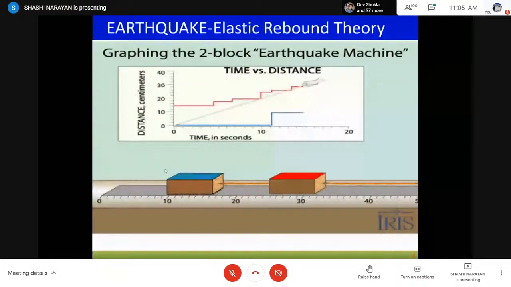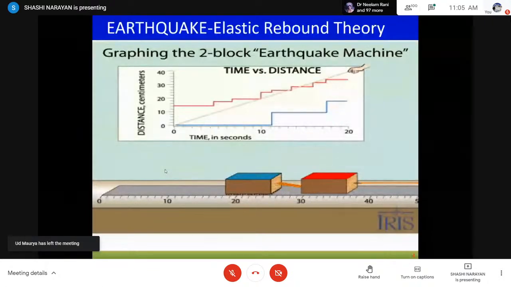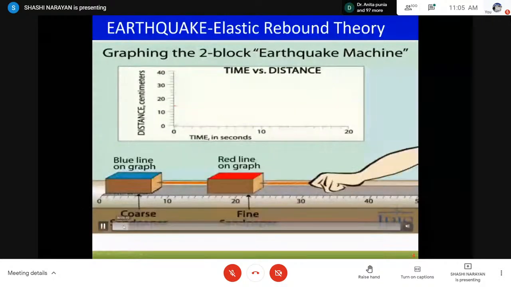So what is happening in that case is that there is one energy release, and due to that energy release a strain energy is developed in the rest part of the plate, and that rest part of the plate again releases the energy. That is why we hear that there is one earthquake at one region, then there is another earthquake in the nearby region.